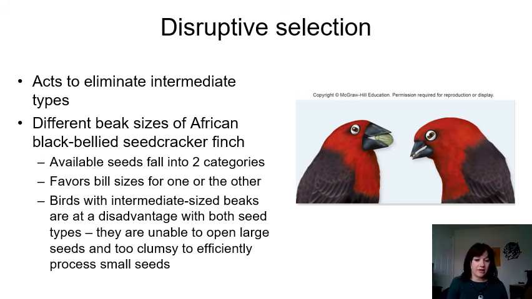So they're unable to open large seeds because their beaks are not big enough, sorry, and they're too clumsy to process small seeds because their beaks are just too large. So I was told that if I put black oil sunflower seeds in my bird feeder, they're actually too small for magpies to eat. So it is possible that your beak can be too big to eat a small seed. So in this environment, it's good to have either a really big beak or a really small beak. And so what are we seeing here? Disruptive selection over time.